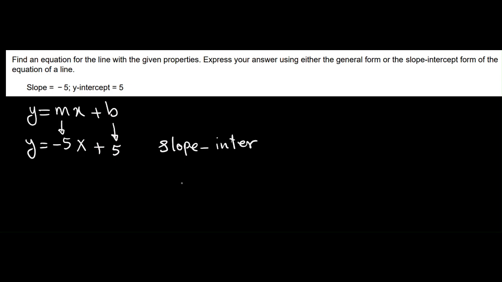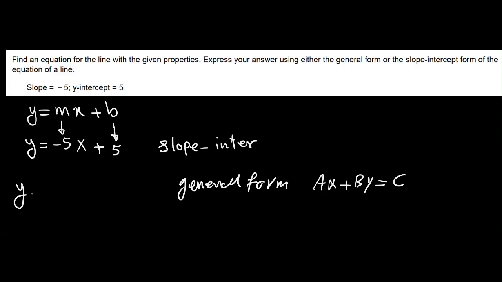If you are looking for the general form, you remember it was ax plus by equals c. We add 5x to both sides. And then we have y plus 5x equals 5. And this is the general form of this line.